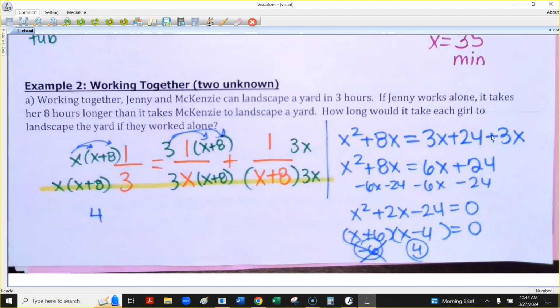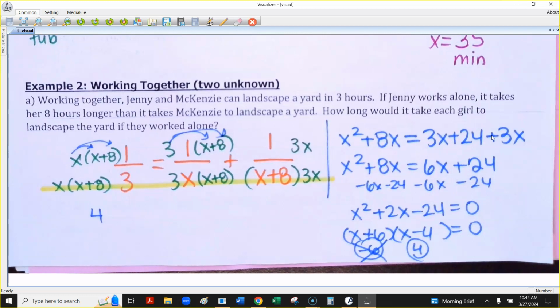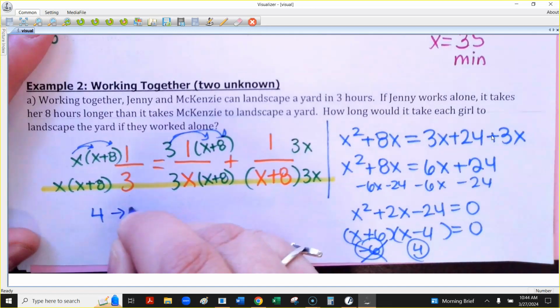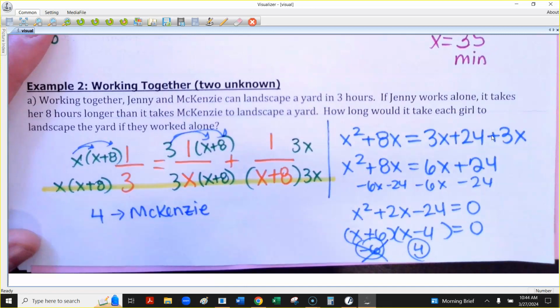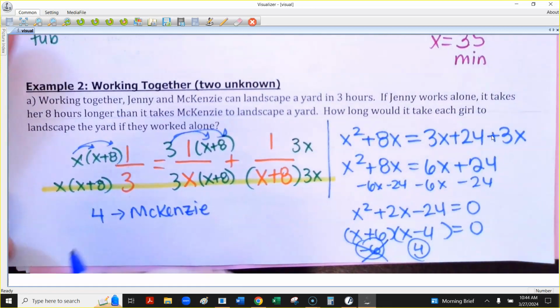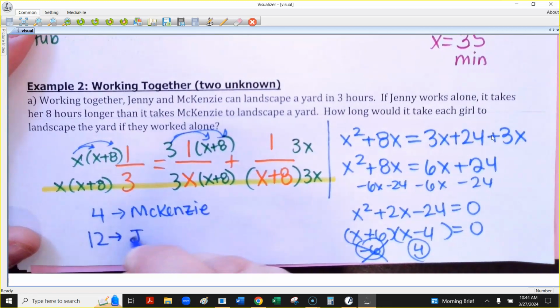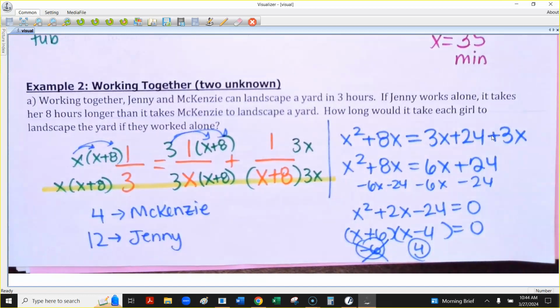Now, which person? So it says, let's see, Jenny works alone. It takes her 8 hours longer. Okay, so this is going to be for Mackenzie. And then Jenny is going to be 8 hours longer. So I would literally just add 8 to that. 12 would be Jenny's time. And you can plug those back into the original problem. I promise that'll make that work. But when you find X there, you're finding Mackenzie's time, and then 8 hours longer would be Jenny's. So I literally just added 8 to that to get the other girl's time.